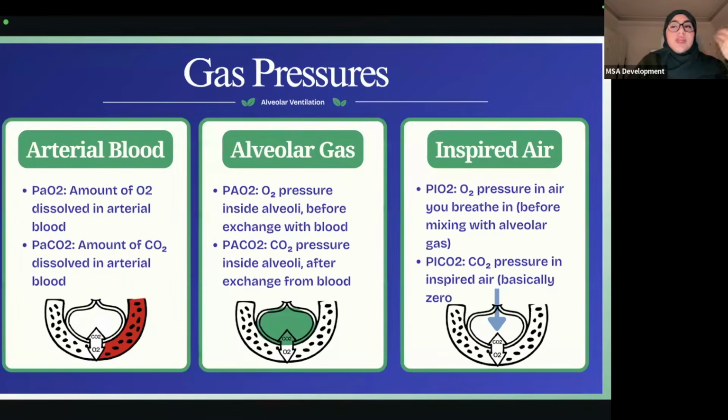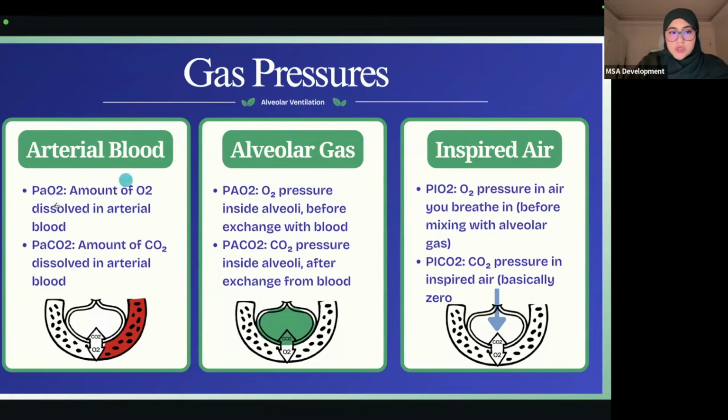Gas exerts its pressure, its force, differently in the alveoli, and it's split into a bunch of things. More specifically, we're talking about oxygen and CO2, because the rest aren't really that important for our alveolar ventilation. So I'll be focusing on that.